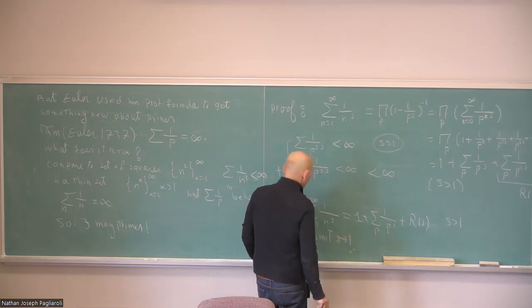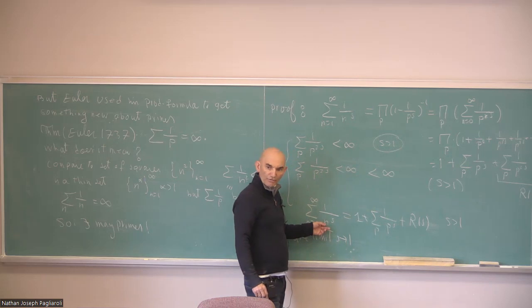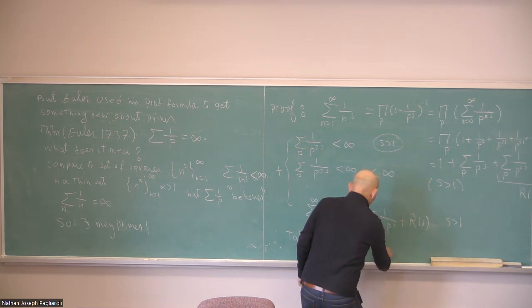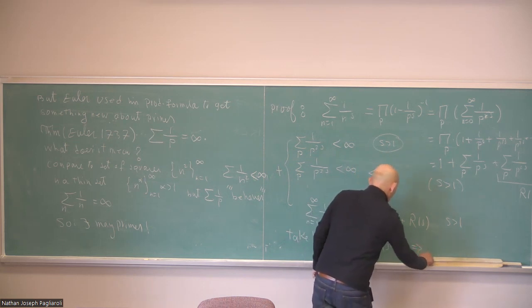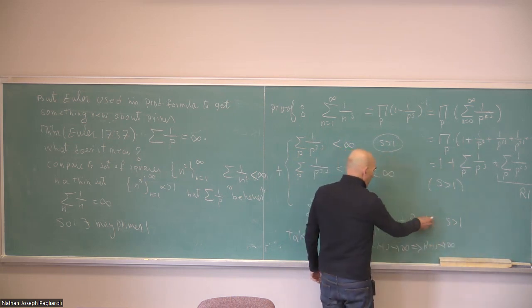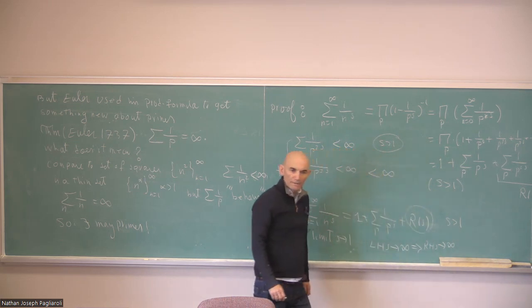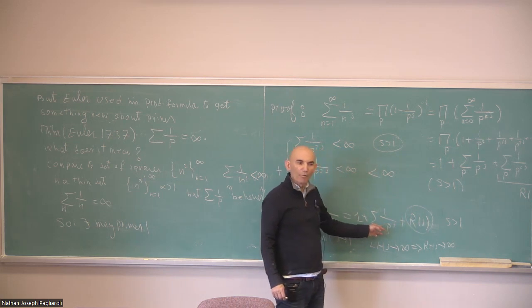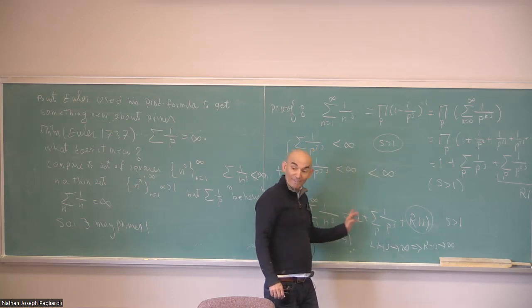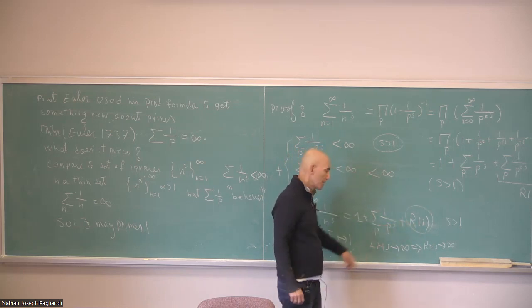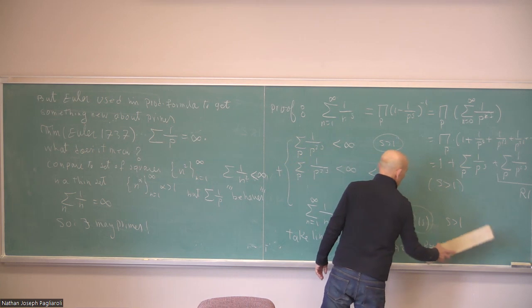As s goes to 1, well, the left-hand side goes to infinity, right? You know that. Left-hand side goes to infinity implies that the right-hand side must go to infinity. But this is finite. As s goes to 1, this doesn't blow up. So this sum of 1 over p has to blow up because we know that the sum of these three terms has to be infinite. 1 is finite, this is finite, so this has to be infinite. So that's the idea.